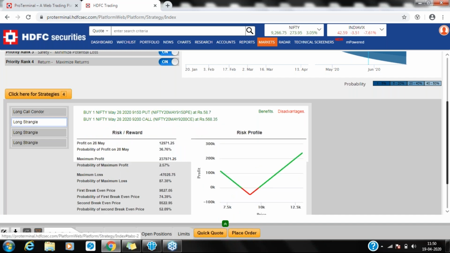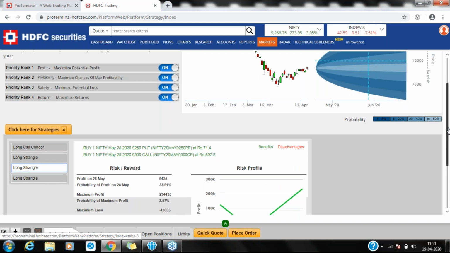Just like that, we can also go with a long straddle. There are three different kinds of long straddle with different strike prices that the system has generated for us. One is Nifty May expiry: buy the 9,150 put option at 58.7 rupees, and buy another Nifty May expiry call option, the 9,200 call option, at 568.35 rupees. Okay, so this is the long straddle. Two more straddle strategies have been given by the system, and you can go on and select any of the strategies that you want.